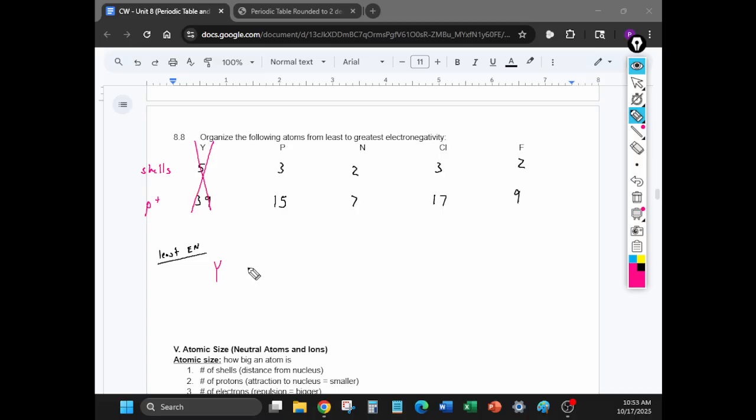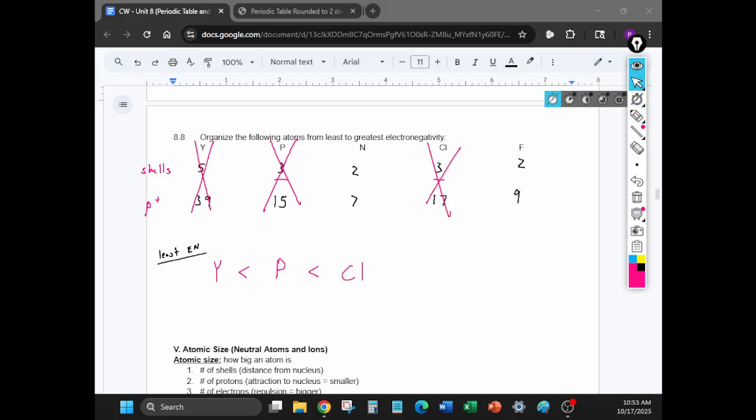Next, we're going to have to look at the one with the next most, and it's either going to be phosphorus or chlorine, right? Because they both have 3. For this, we have to look at the protons. Now, between the two, chlorine has more protons, and if it's more protons, that means it's more electronegative in the same row. That means phosphorus is going to be less electronegative than chlorine. So we're done with that one right there.